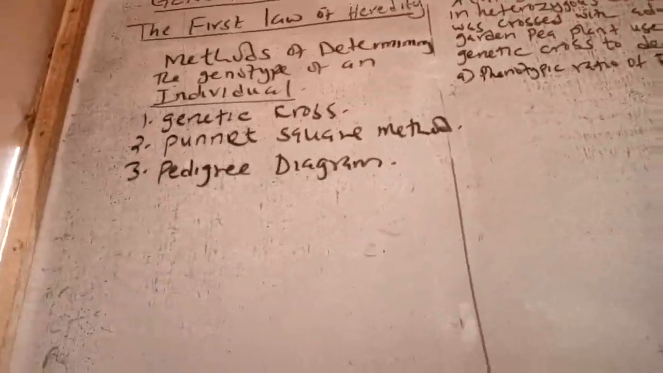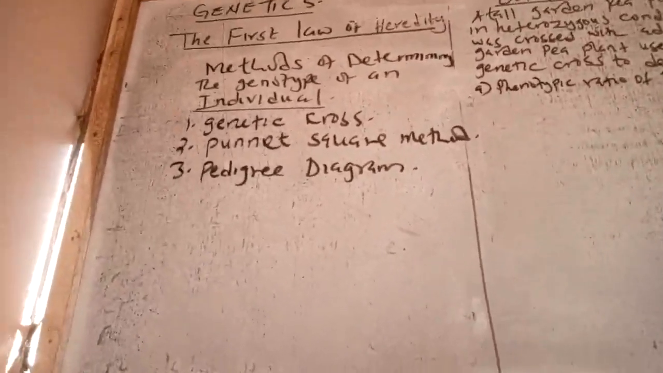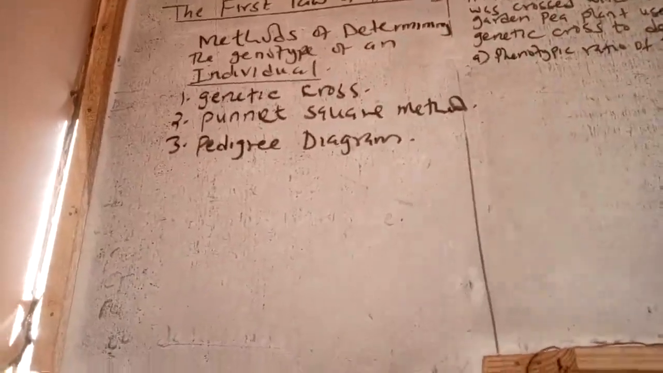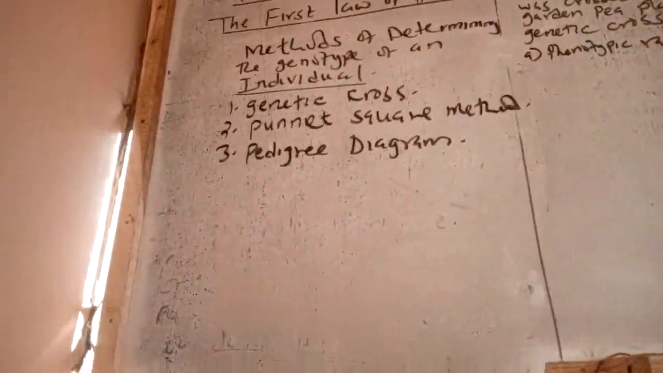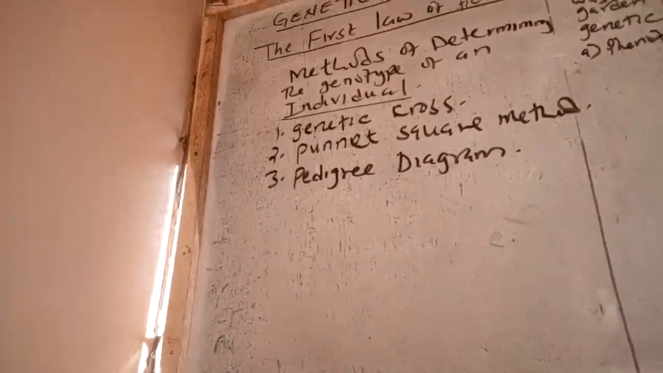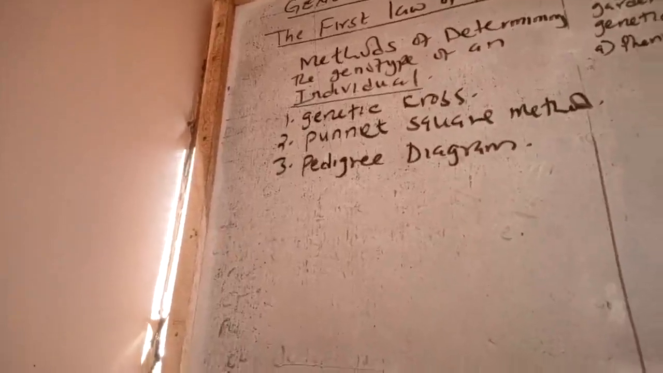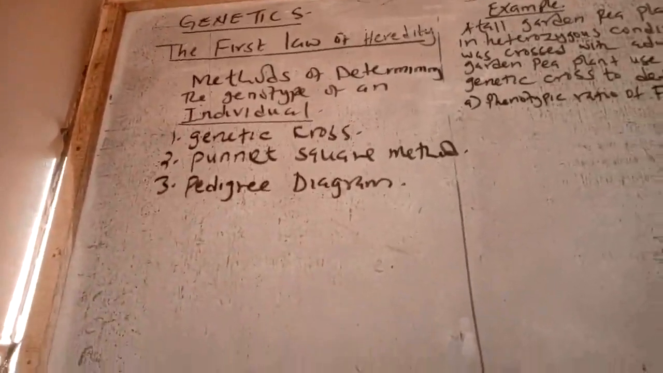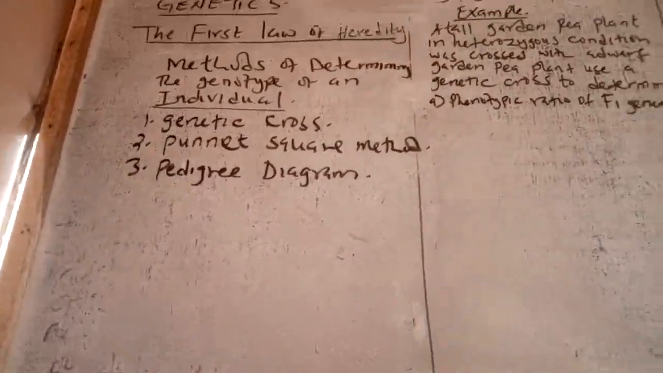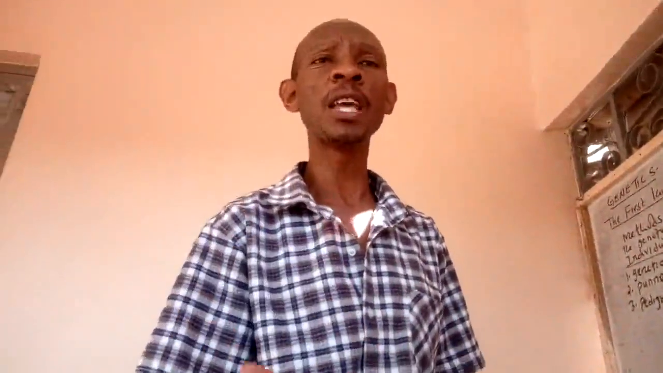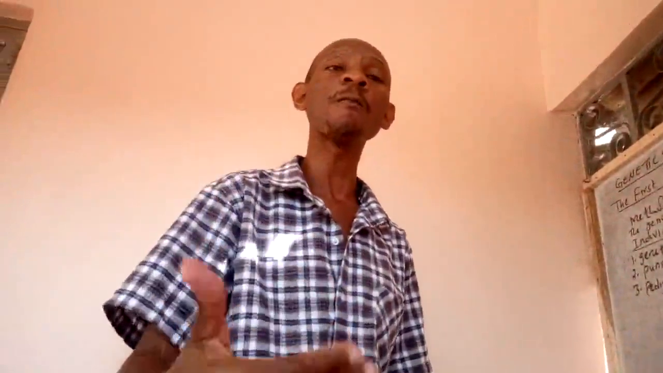And therefore, whenever you are asked to identify the methods that are used during the study of genetics, you say the first one is genetic cross, the second one is Punnett square, and the third one is referred to as pedigree diagram. Having said that, I'm going to look at Mendel's work as far as the father of inheritance is concerned. He did some work which enabled him to be called the father of inheritance.